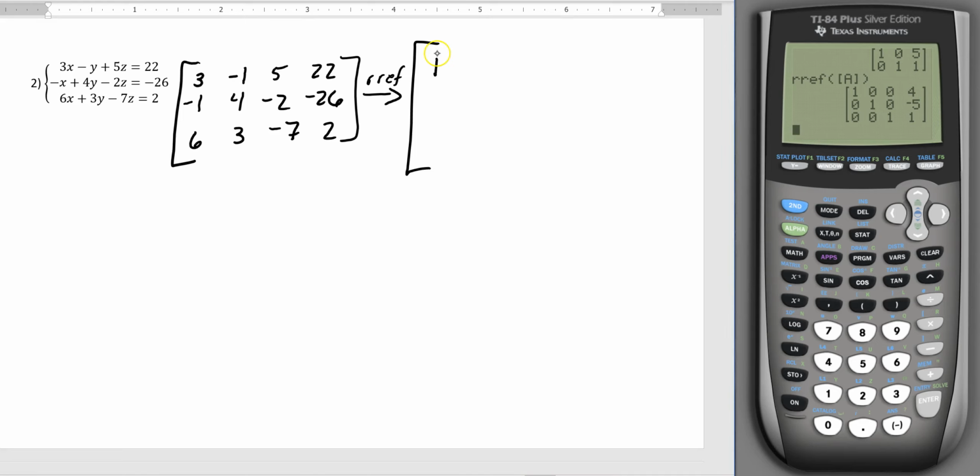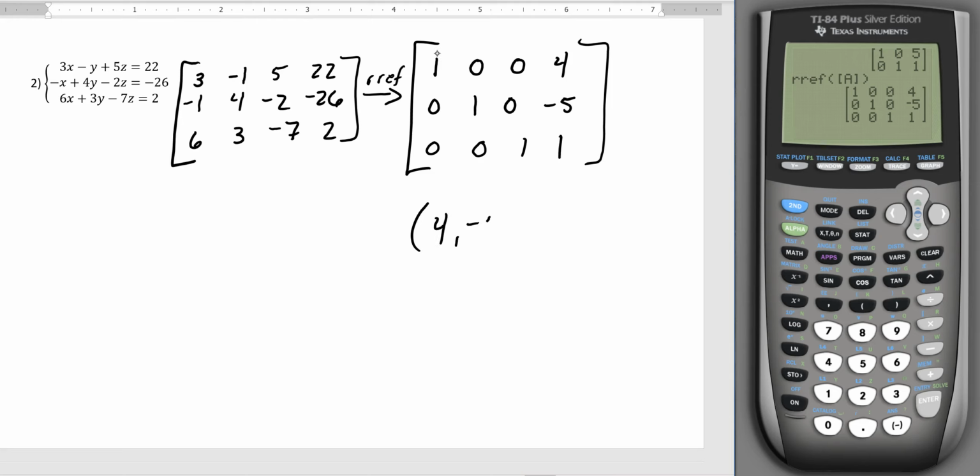1, 0, 0, 4, 0, 1, 0, negative 5, 0, 0, 1, 1. So this tells me x is 4, y is negative 5, z is 1. So my coordinate would be 4, comma, negative 5, comma, 1. Remember, it's x, comma, y, comma, z for that one.